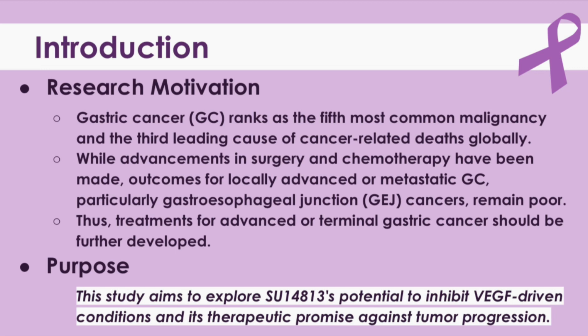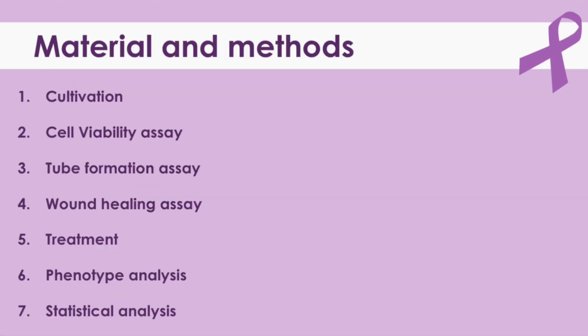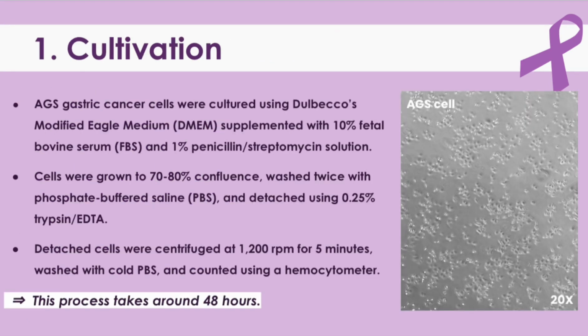option for gastric cancer. So the goal of the study was to analyze the effect of SU14813 on VEGF-induced angiogenesis, cell mobility, and cancer cell viability. To do this, I designed 3 main experiments. But before we move on to the experiments, first I cultured AGS gastric cancer cells using DME medium. The cells were grown to about 70 to 80% confluence and used in experiments after approximately 48 hours.